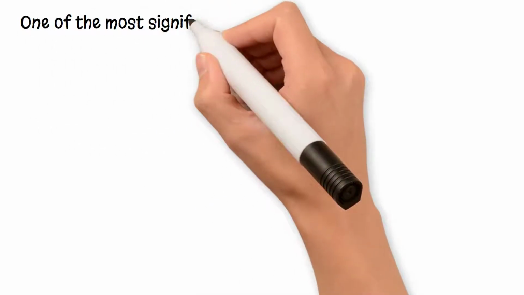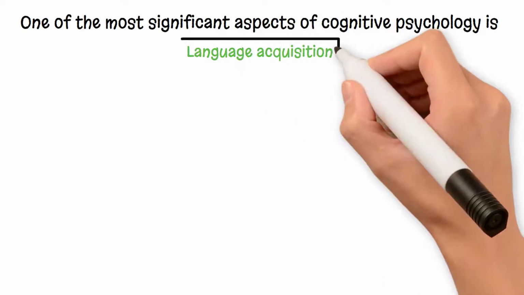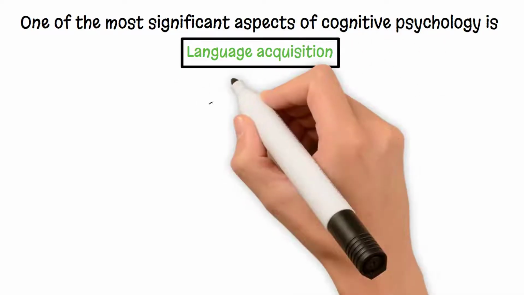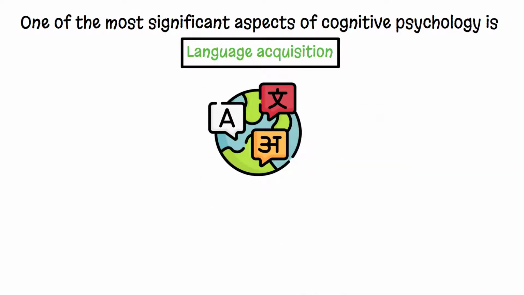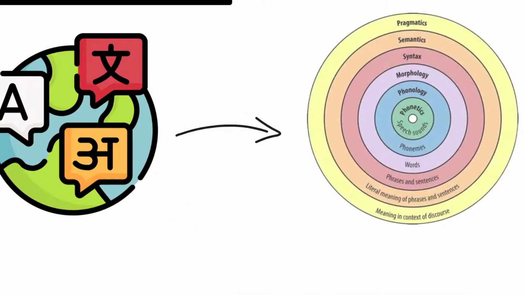One of the most significant aspects of cognitive psychology is language acquisition and its effect on thought processes. As we dive into the intricacies of language, it's intriguing to consider the innate language talents we possess and the developmental stages we go through.